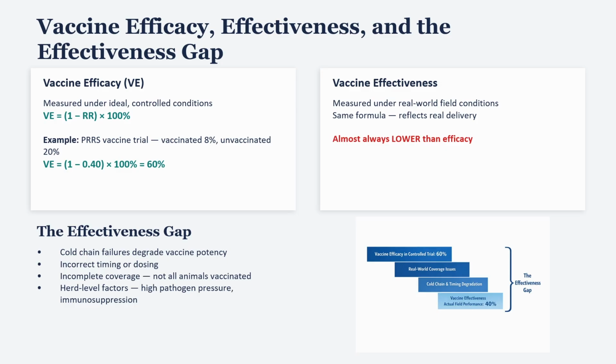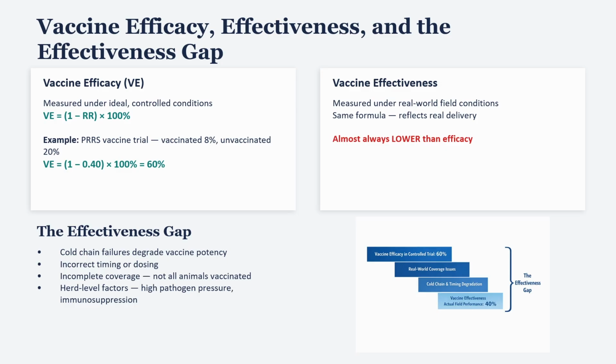A vaccine with 90% efficacy in a trial might have 60% effectiveness in the field. And if your disease has an R0 of 4 and you need 75% immunity for herd protection, that 60% effectiveness may be insufficient even with 100% coverage. This is why vaccination programs must address cold chain integrity, coverage verification, timing protocols, and concurrent health management, not just procure a vaccine with good trial efficacy.